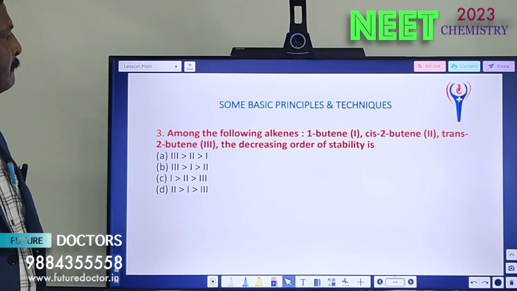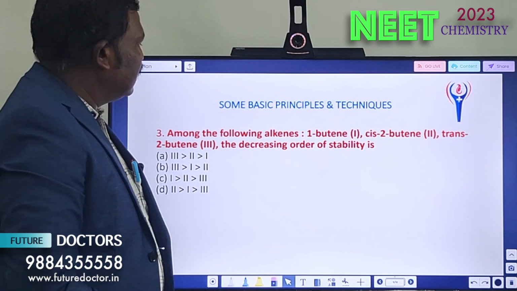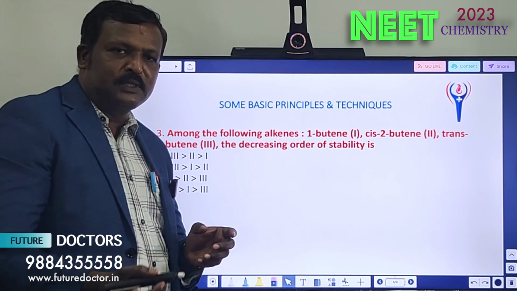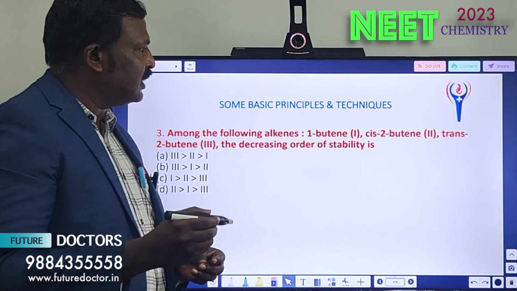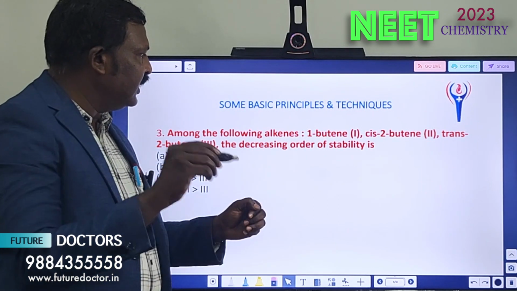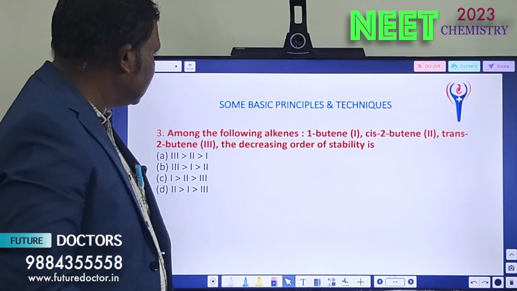First you draw the structure, then check for any interaction. If any interaction is present, that will be least stable. Then it is also based on the number of alkyl groups. That is also one point. If you have this idea, you can find out which alkene is more stable. Understood? Right.